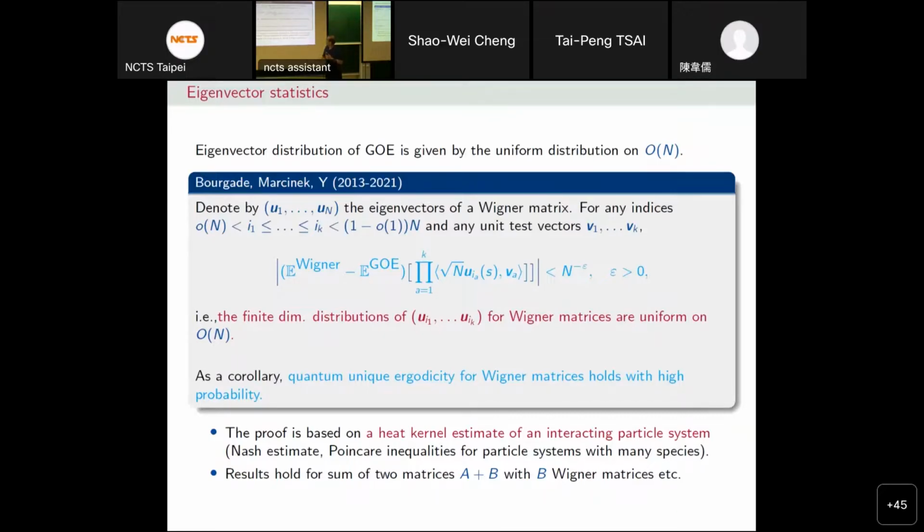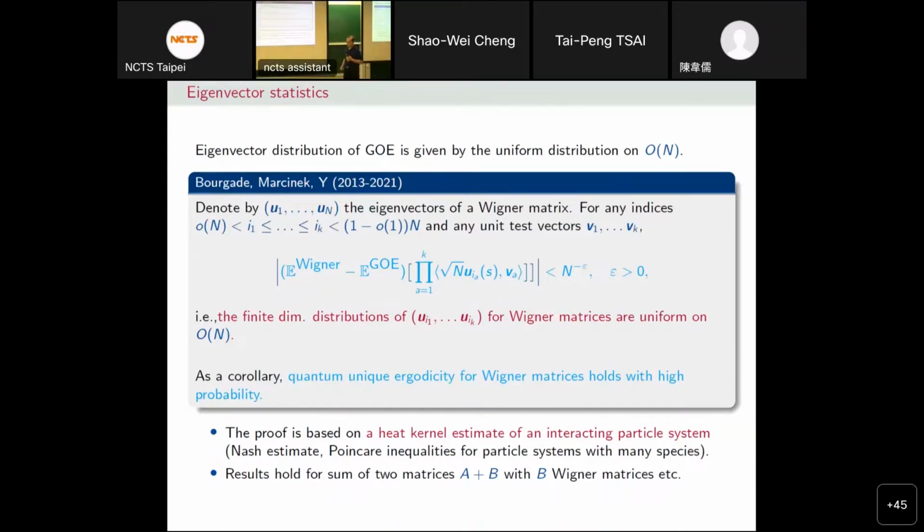So what we are saying is, if you look at the eigenvector, and you take a test vector of dimension k and project the eigenvector onto this test vector, then whether you compute this with respect to the orthogonal group or with respect to the ensemble of random matrices, the difference is quite small. This means that for random matrices, the probability law of the eigenvector is really given by the orthogonal group.